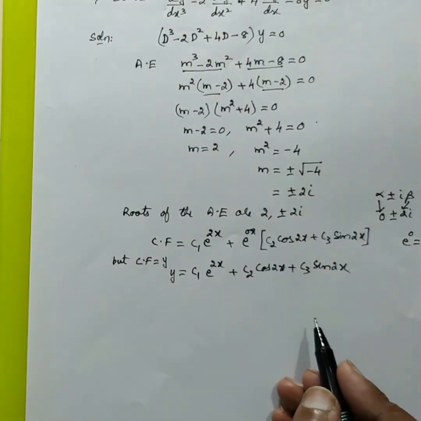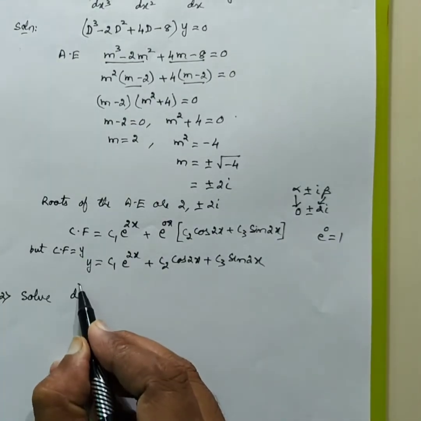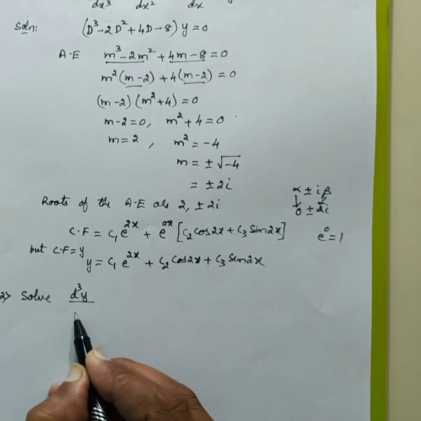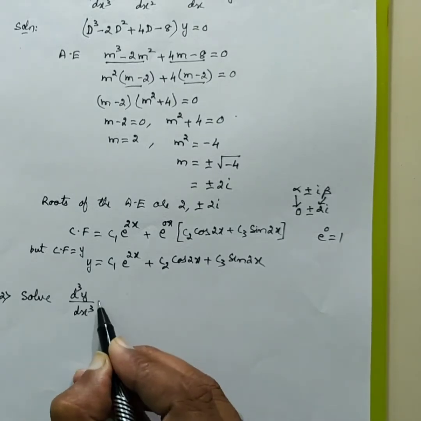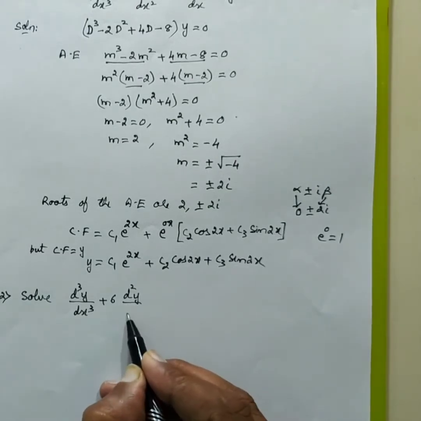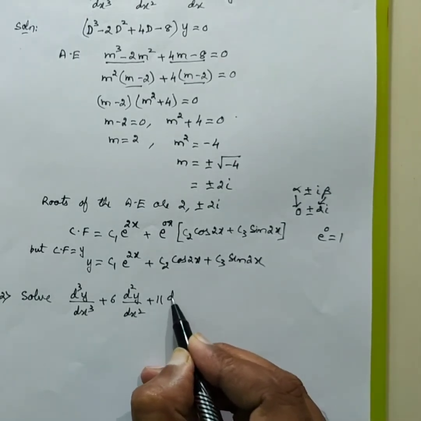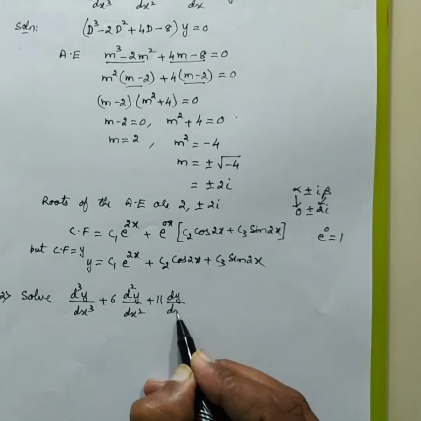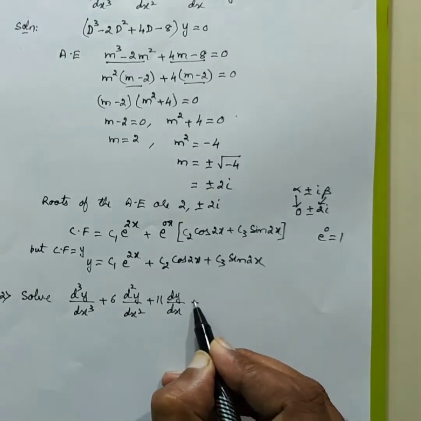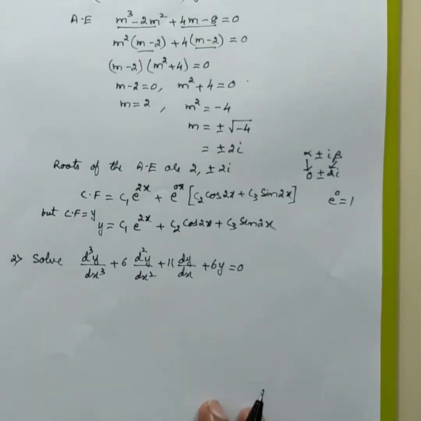Let us take the next question. Solve d cube y by dx cube plus 6 times of d square y by dx square plus 11 times of dy by dx plus 6 times of y is equals to 0.